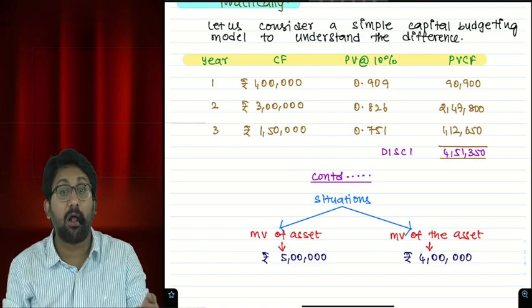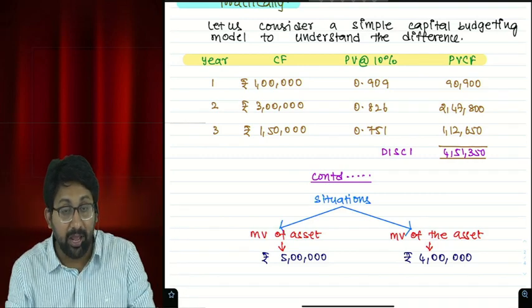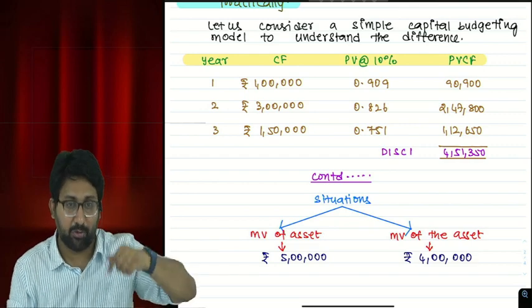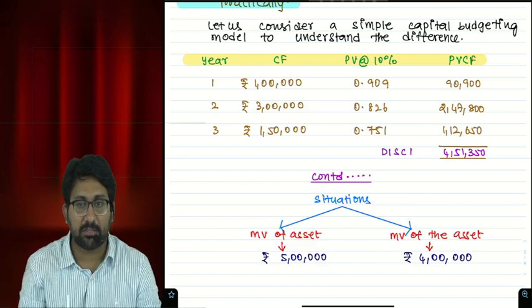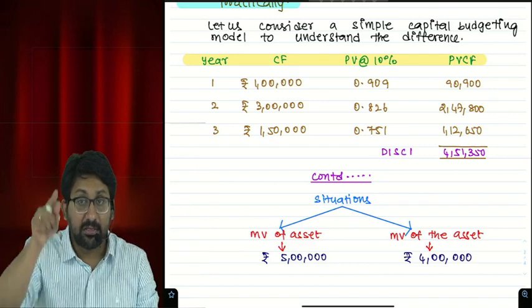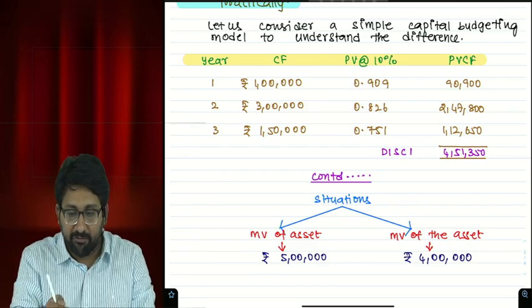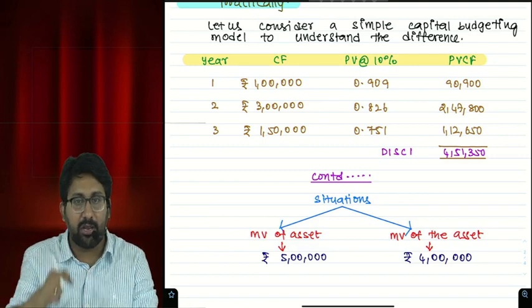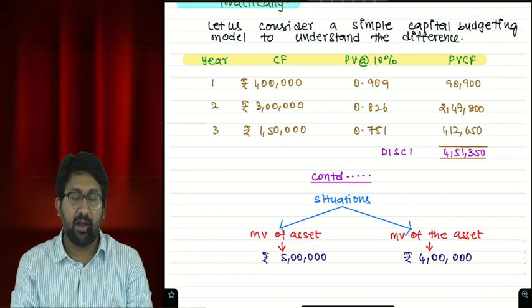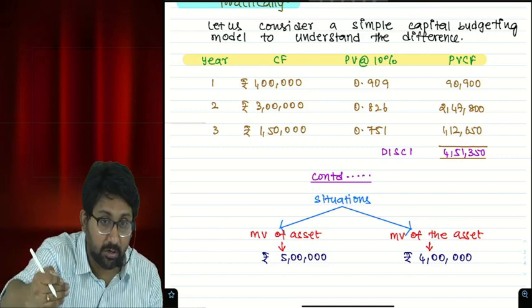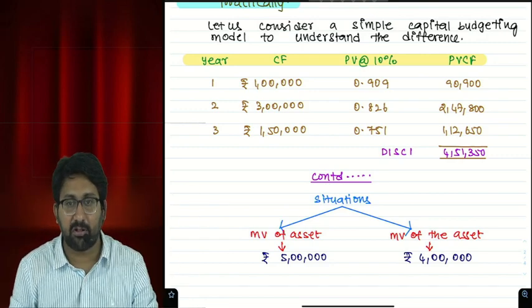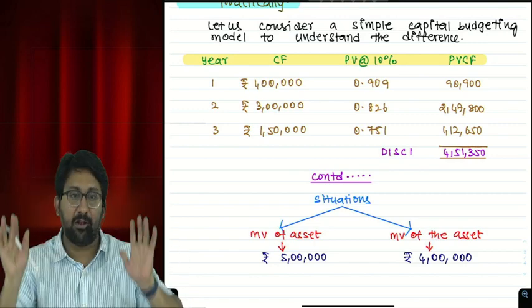So we are purchasing the machine today. Therefore, bring all the cash flows to today. Today means year 0. After 1 year, I will get 1 lakh. What is today's value for that? 90,900. 3 lakh I will get at the end of the second year. First bring it to the first year, then to year 0, it became 2,47,800. 1,50,000 three years after, we need to discount three times. 51,650 is the present value.